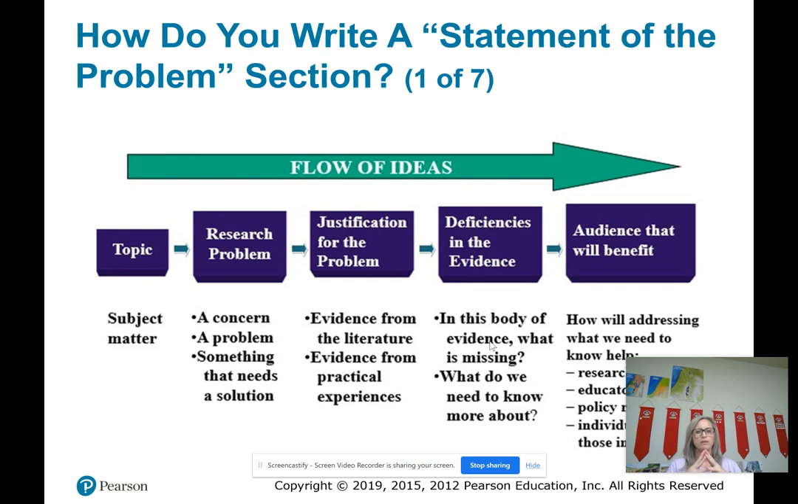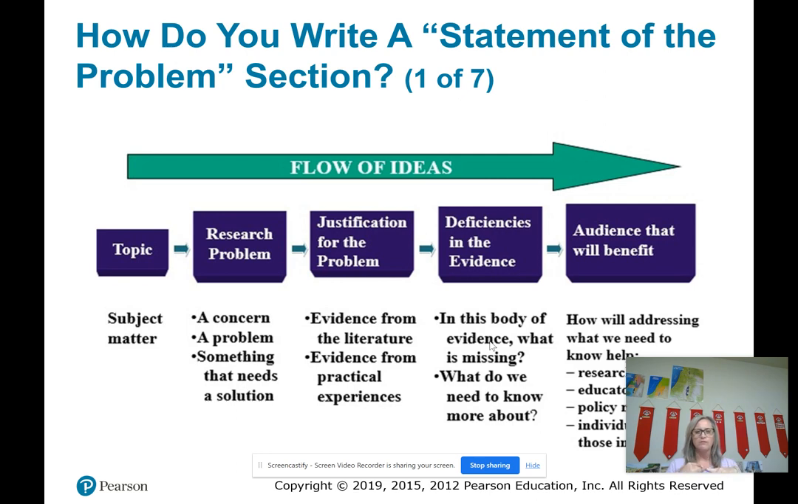So you're going to have 5 paragraphs, and the first one's going to be your topic. You're just going to explain the subject matter. What is your topic? Pretty easy. The second paragraph, your research problem. It's going to be a concern, it's going to be a problem, something that needs a solution. Then your next section is going to be your justification for the problem.